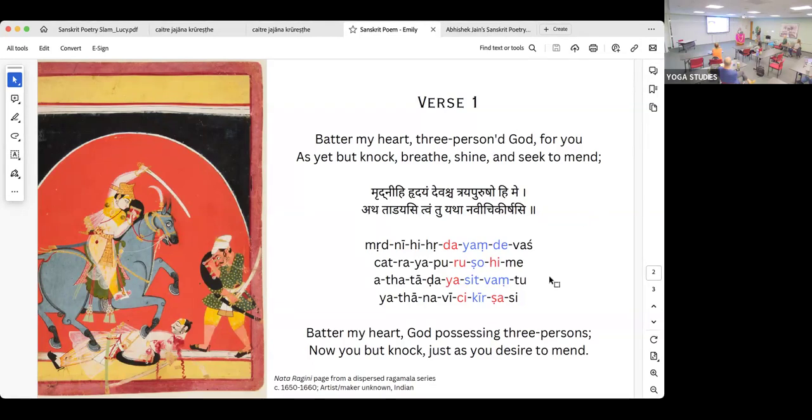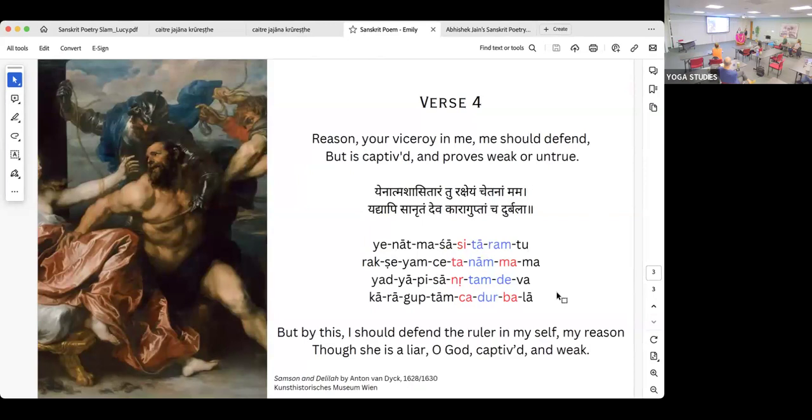And the next one I have, maybe. Oh, there we go. Okay. There's my fingers. This one, the verse is: reason your viceroy and me should defend, but is captive and proves weak or untrue.